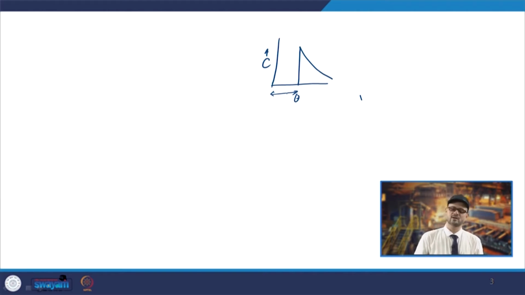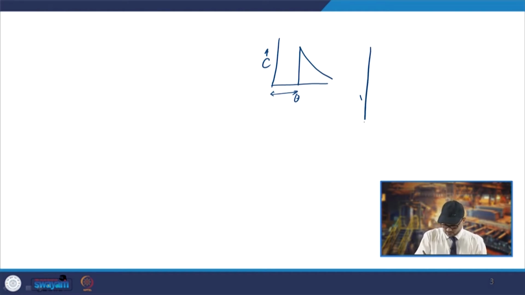So, the plug zone is there, and then you have the well mixed zone. Then you also have the definition of the dead zone. The plug zone and the well mixed zone are normally known as the active zones.